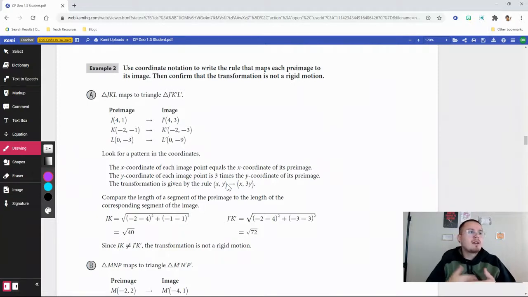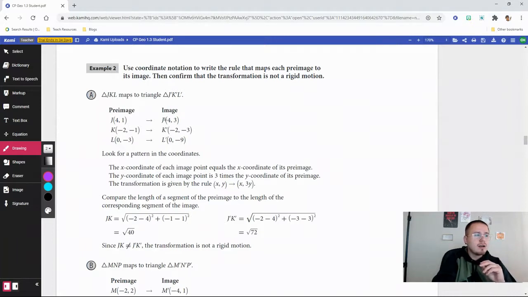So we got coordinate notation. You got to write the rule that maps the preimage to the image. So we're really focusing on the rule: the before, the after, the input, the output. And then we just got to make sure that it's not a rigid motion, and you have all those different ways to check that from the last one. So I would get my little chart and check them. So we got the preimage. It looks like the x's all stay the same.